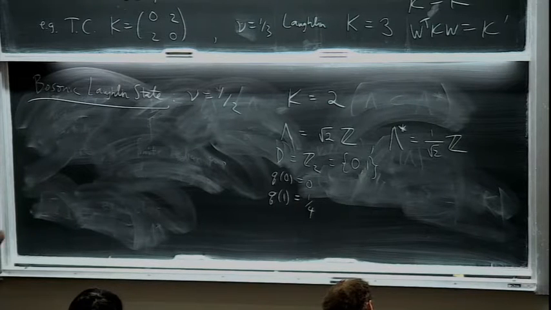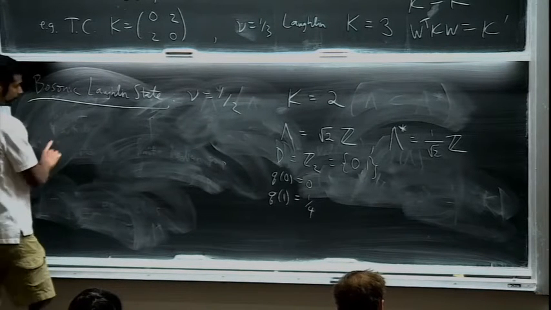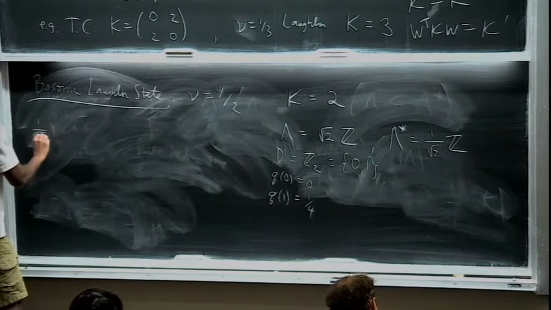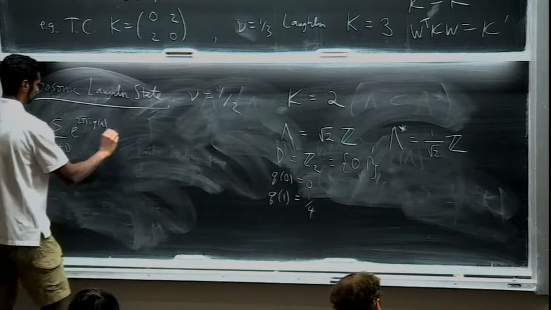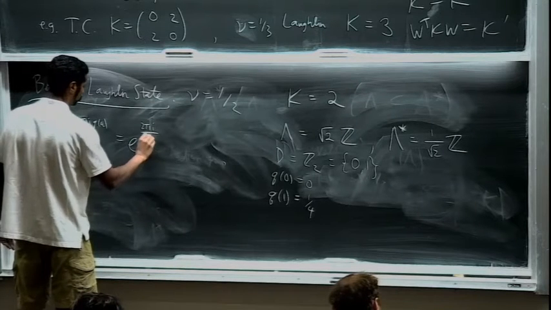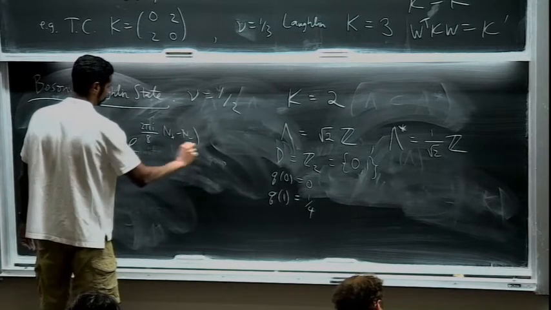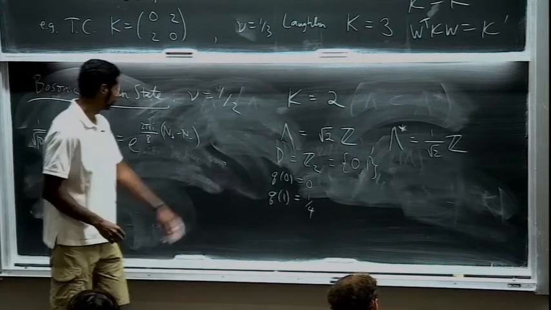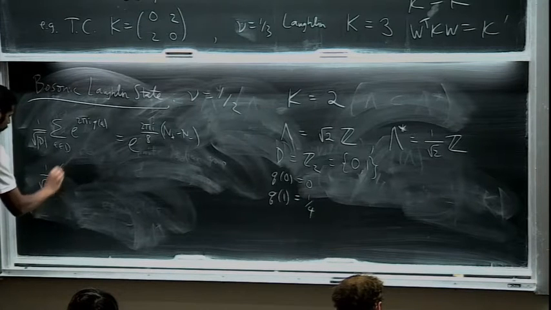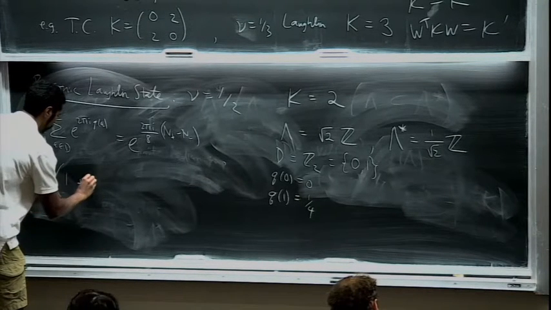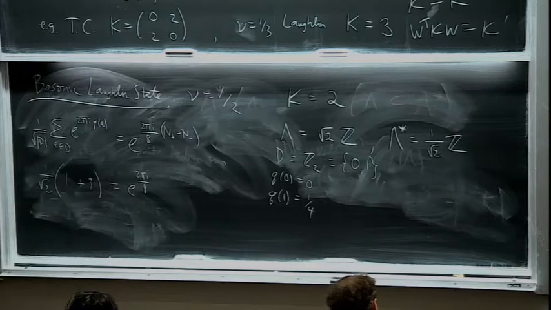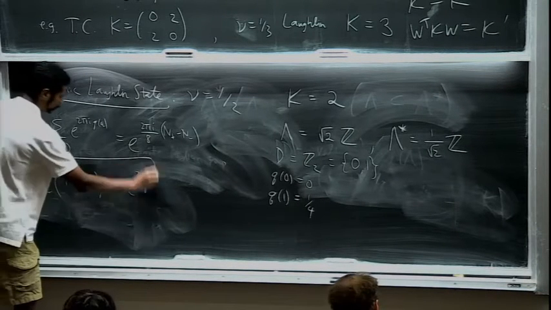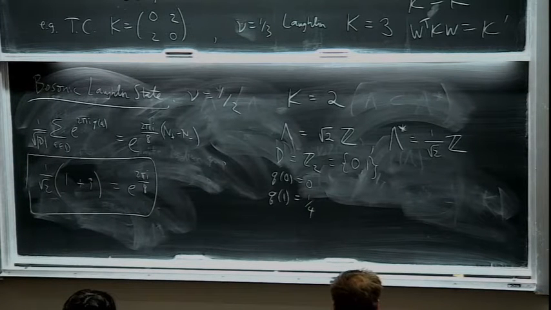And you can check that if I take 1 over... So using this, we can substitute these values into here. And you have 1 over the square root of 2 times 1 plus i, which is indeed equal to e to the 2 pi i over 8. Okay. So you can check that this holds.